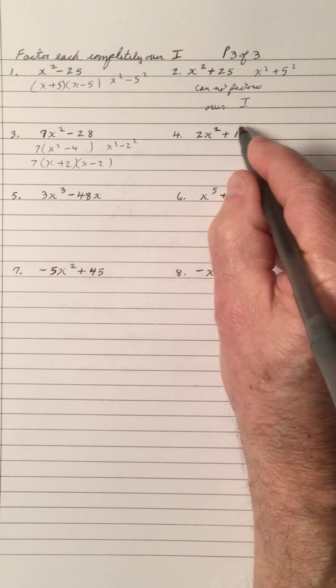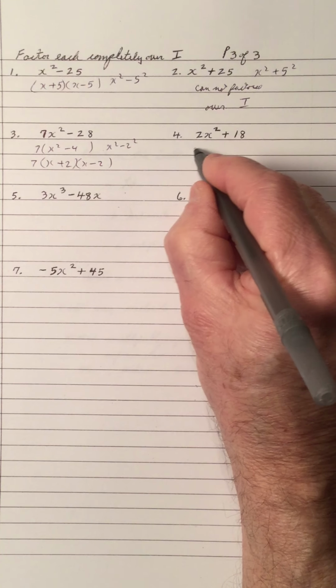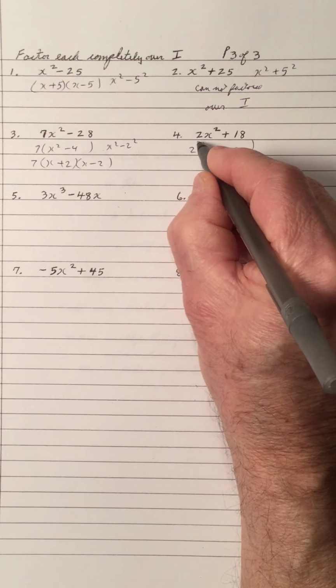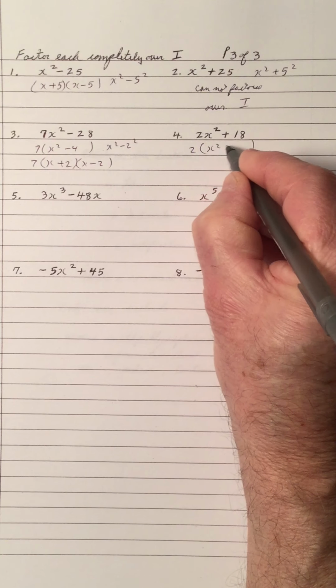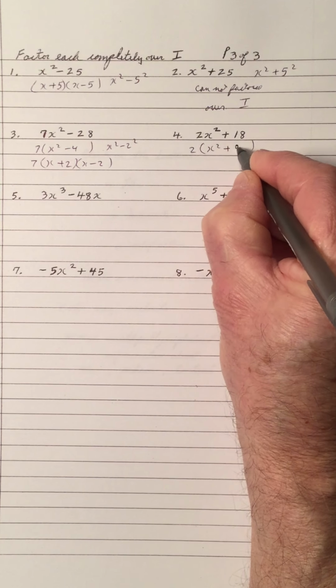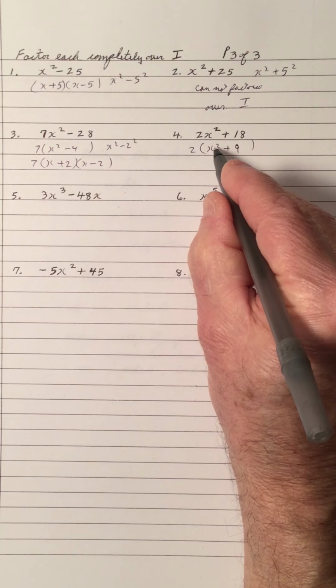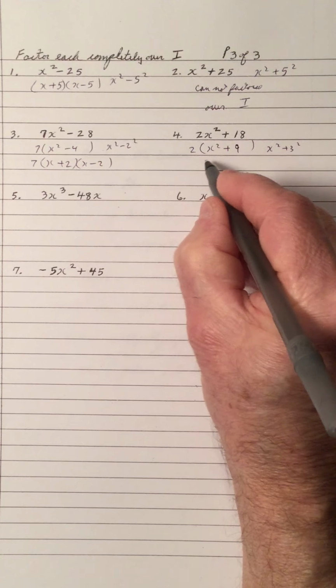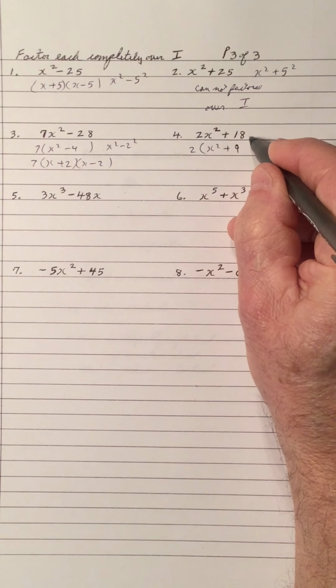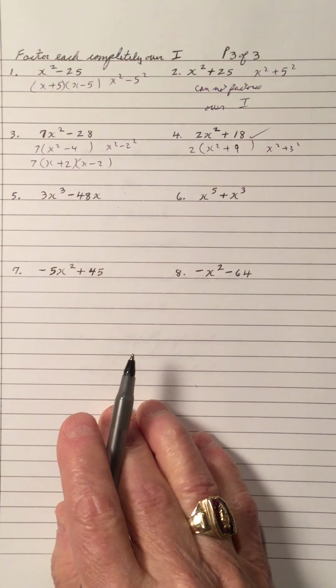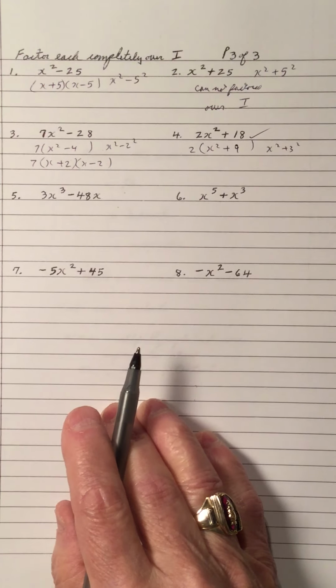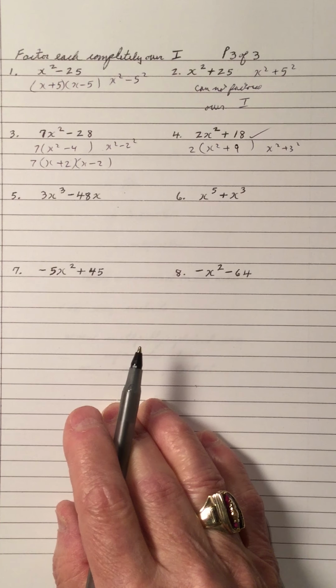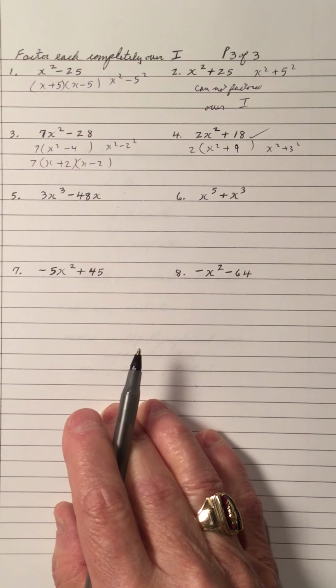Factor, descending order, yes. 2 is a GCF, take it out. 2 into 2x squared is x squared. 2 into 18 goes 9. So now we have, oh, that's an x squared plus 3 squared. So that's the sum of 2 squares. So that's it. We cannot go any further with this over the set of integers. Repeat, because you can't factor the sum of 2 squares. 9 is a square. You can't do it over the integers.